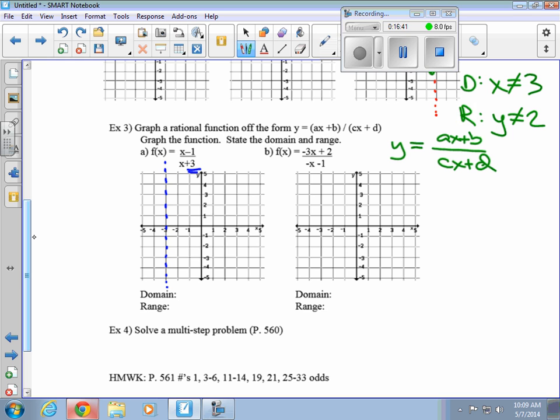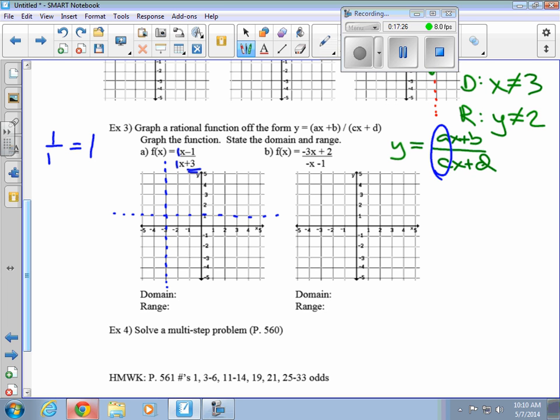Right? Now, if we have two binomials, what we're going to do is take A divided by C. That is going to give us our horizontal asymptote. So in this case, what would that be? 1 divided by 1, right? Because this is 1x over 1x, which is 1. So our horizontal asymptote is going to be 1, because this is a 1 and this is a 1, and 1 divided by 1 gives us 1.